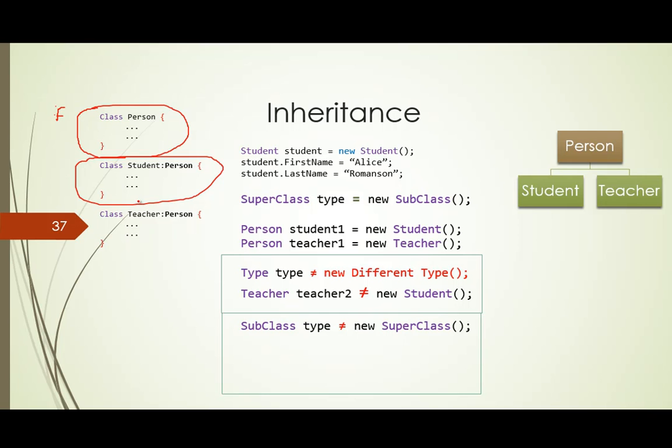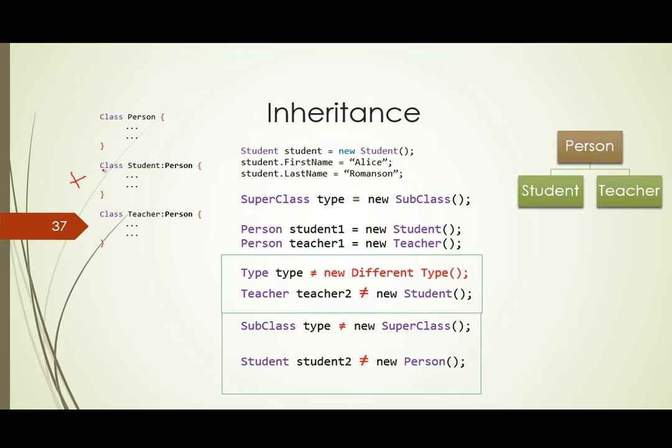That's very interesting. As I've said earlier, a student class has all the properties of person, plus some extended properties. So it really needs those extended properties to be instantiated, but a person has fewer properties than a student. So a student class cannot be created from a person class. If you try to create a student object from a person class, you will fail. And if you try to create the teacher object from the person class, you will also fail.